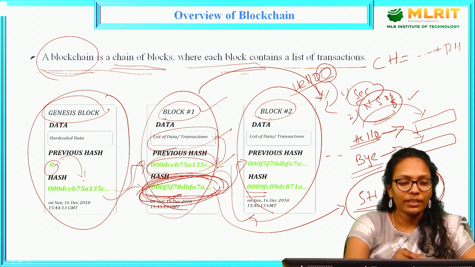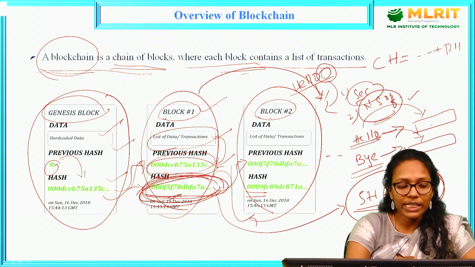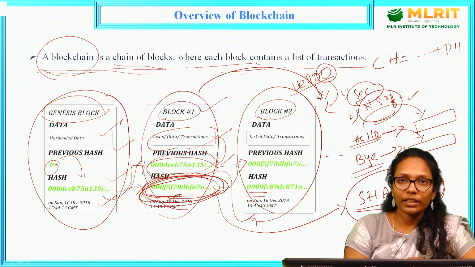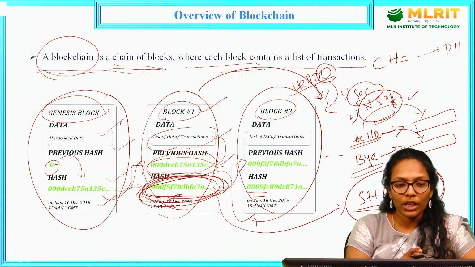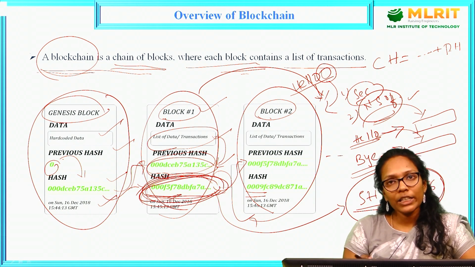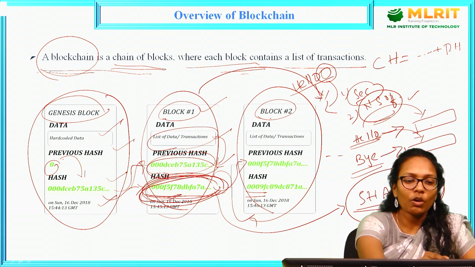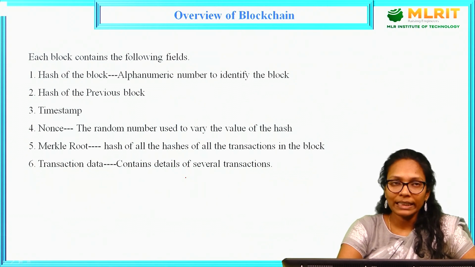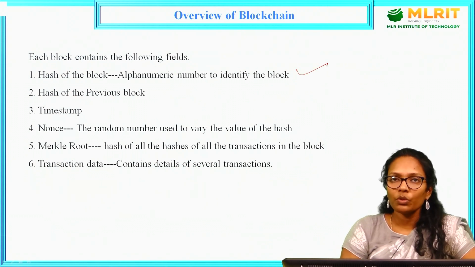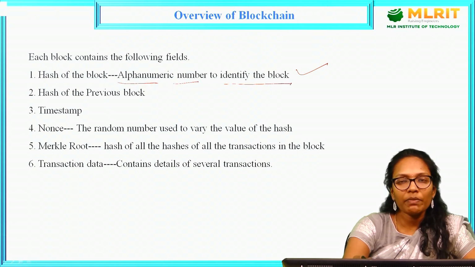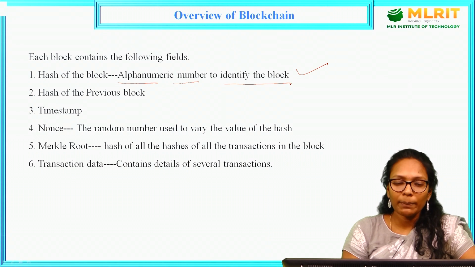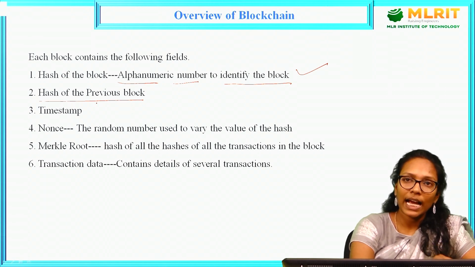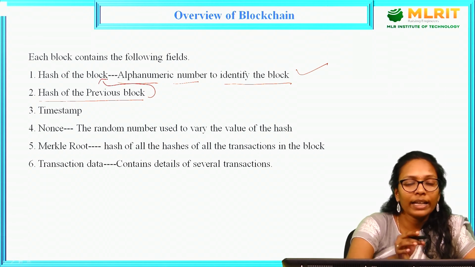Along with these details, data, previous hash and current hash, it will also maintain the timestamp. So when the user created this block, the time and date, everything it will maintain as a timestamp in the block. Like this, the collection of blocks will be linked together, and this chain of blocks is called a blockchain. How are we linking all these blocks together? Using a hash code. Each block will contain all these details. The first one is the hash of the block. It is an alphanumeric number, a unique number to identify the block. And the hash of the previous block. We also maintain the hash of the previous block, and this will be used to calculate the hash of the current block.